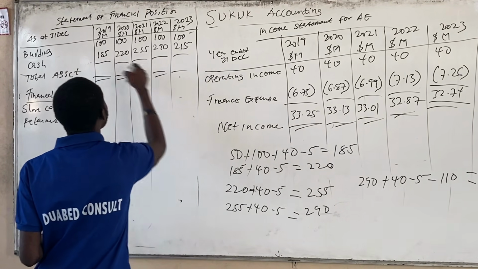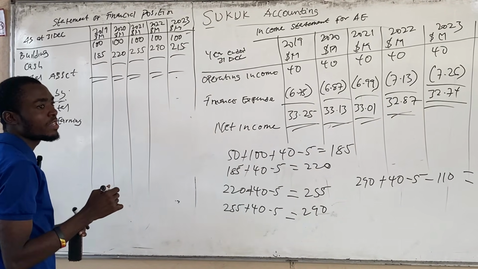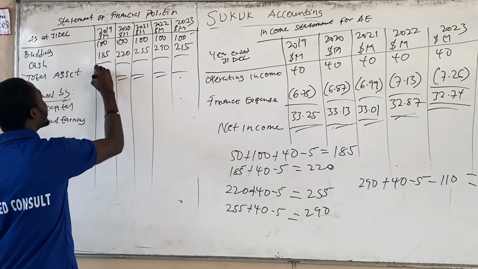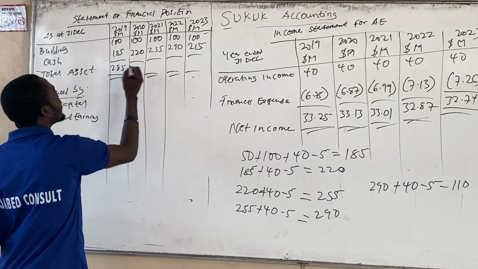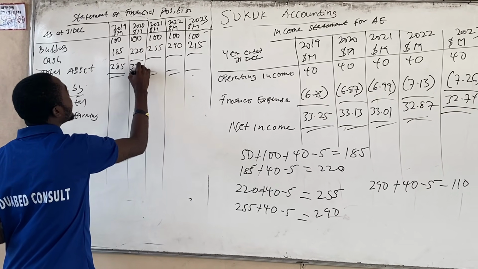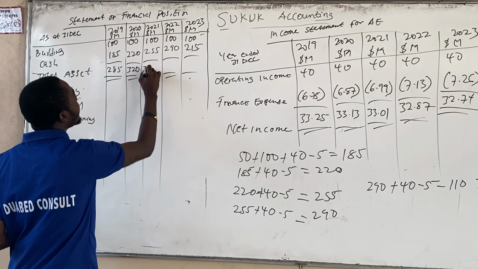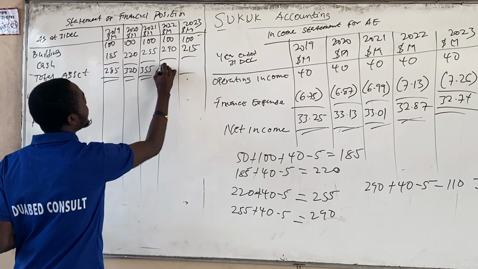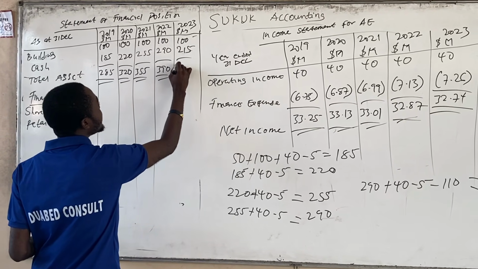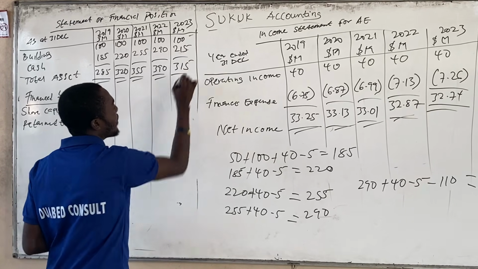So the assets plus the cash will give us the total assets: 285, 320, 355, 390, and then 315.